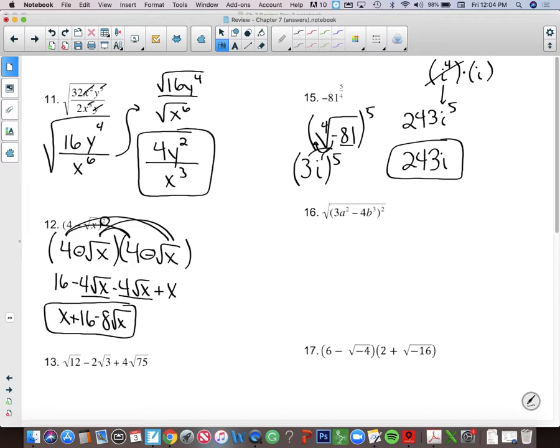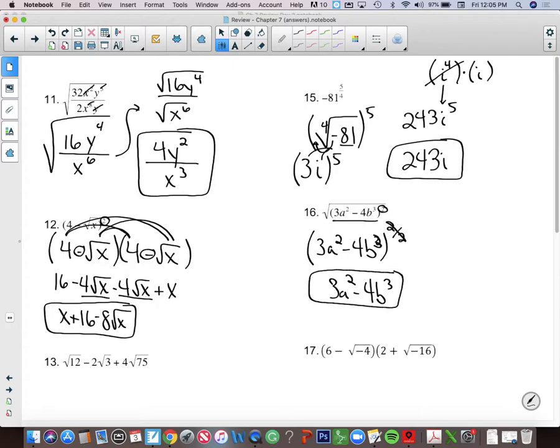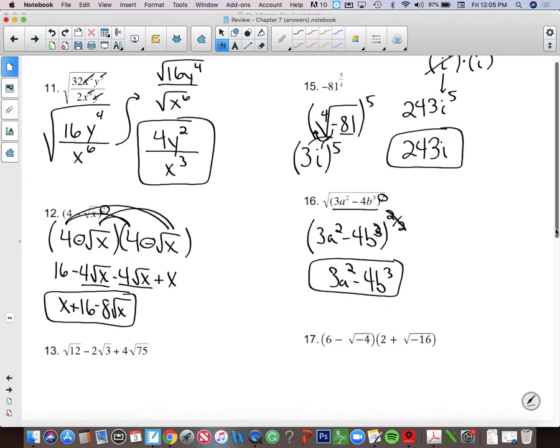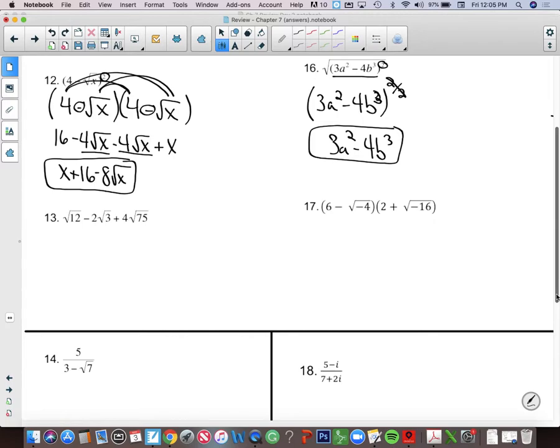16, we are taking the square root of something squared. So we can change that to a fractional exponent if we want to. Okay, it would look like this. Oops, 4b cubed. And it's power over index. The square root is a 2. Those would cancel out, and I would just have this left. Okay, I would simplify it down to that. Okay, let's scroll down here. Let's keep working on the ones down below.